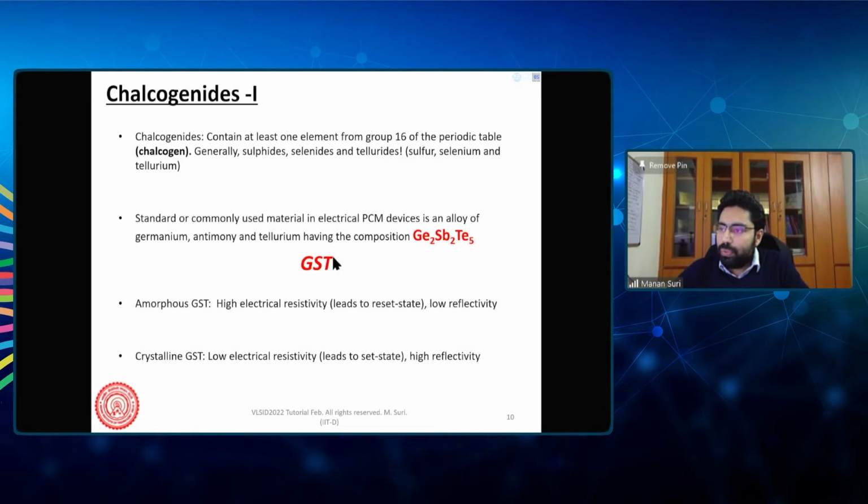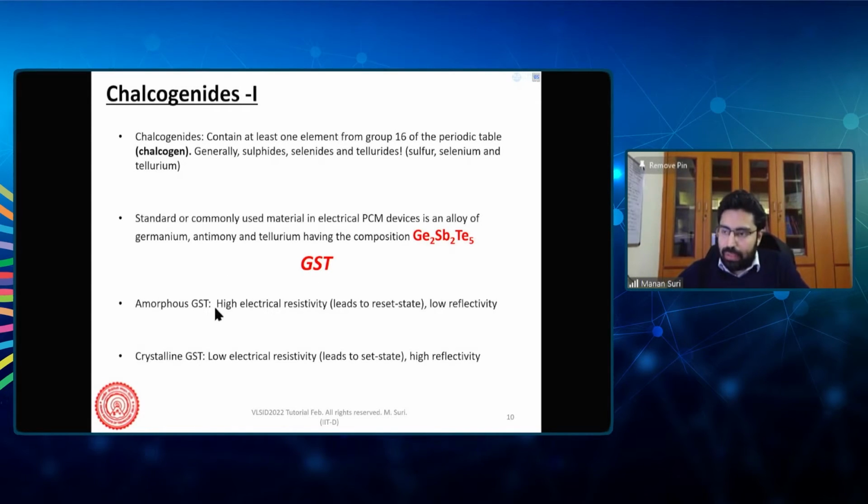But what you can take away is that this is one of the most standard classic textbook PCM device materials, GST, in the composition 225. It won't be incorrect to say that 80% of your electronic PCM device studies would be centered around GST.